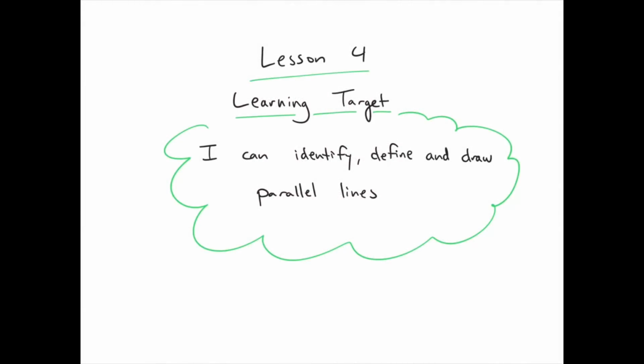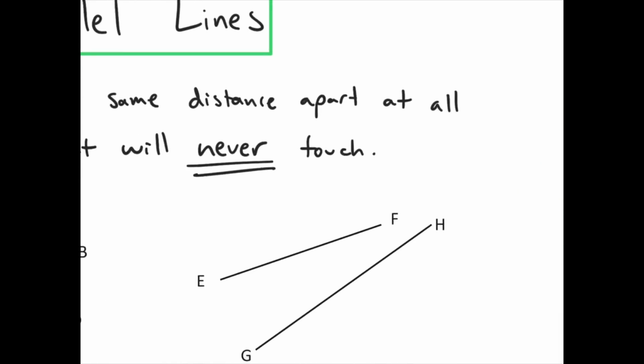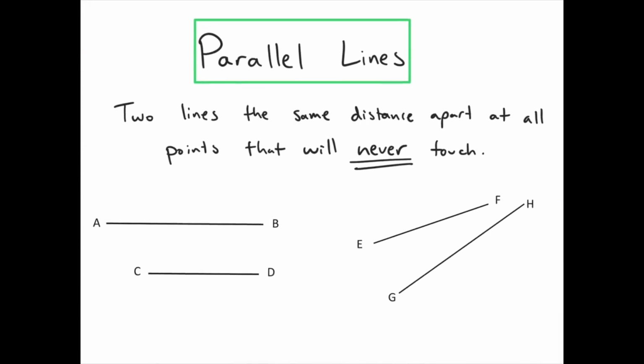This is a video lesson for Lesson 4 of our Angles and Planar Figures unit. The Lesson 4 learning target is I can identify, define, and draw parallel lines. So today we're going to be talking about a new group of lines that are really special called parallel lines. So let's jump into the definition of parallel lines and take a look at a few examples.